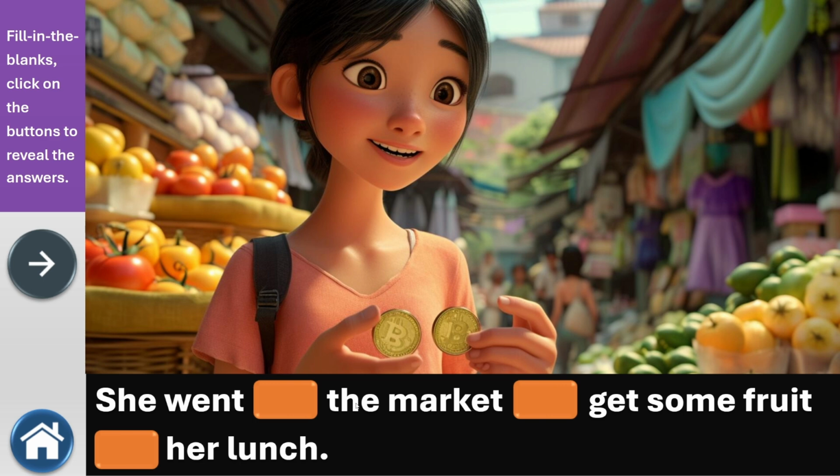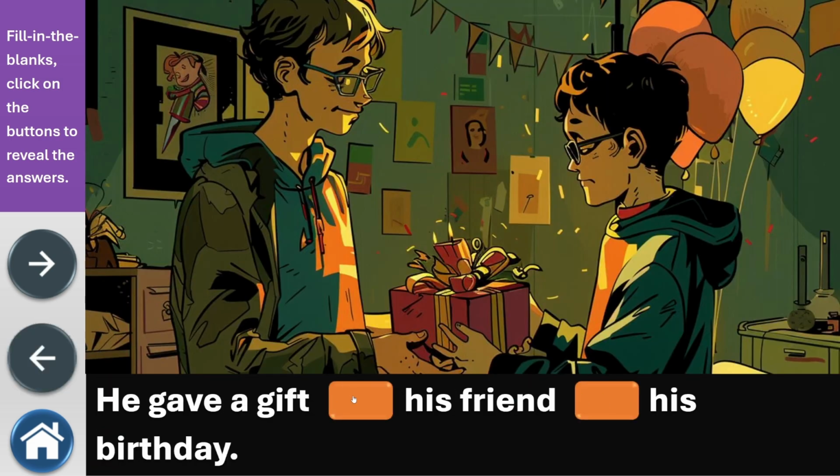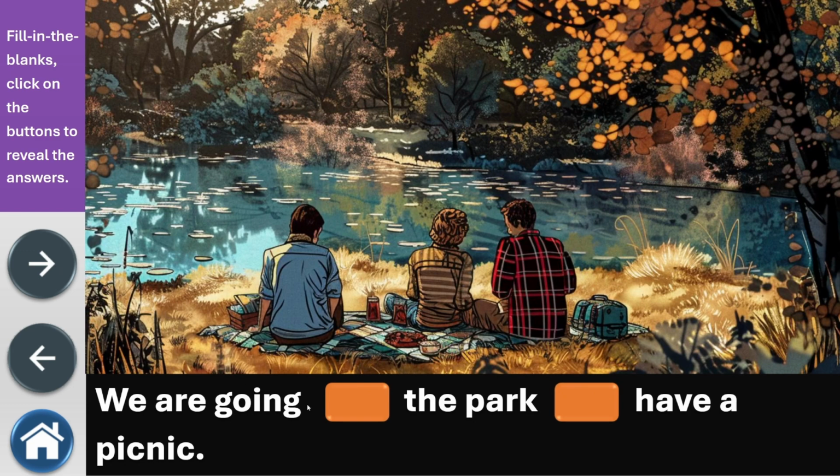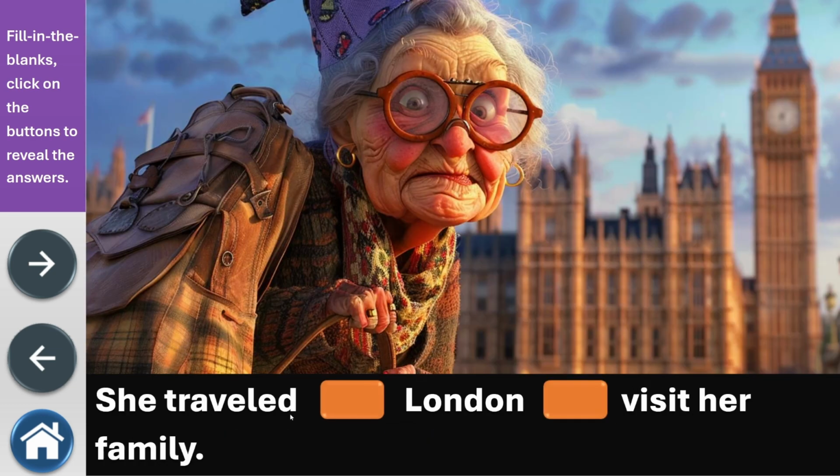Let's go about fill in the blanks. How about here? So she went to the market to get some fruit for her lunch. He gave a gift to his friend for his birthday. We are going to the park to have a picnic. She traveled to London to visit her family.